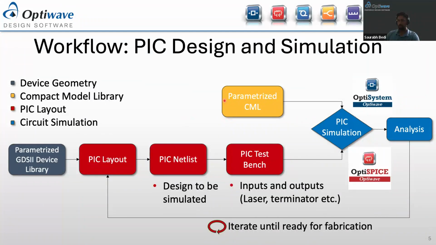The other approach is to use building blocks from the parameterized compact model library, and you can directly use these components because they are optimized, and you can directly use them for PIC simulation using our tools. In this webinar, we will take the former approach where we will use the parameterized GDS2 mask layouts and use them for the PIC simulation.